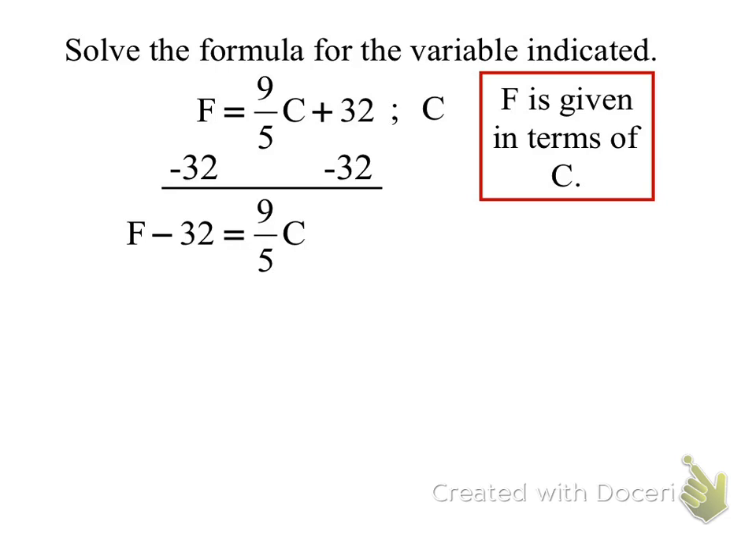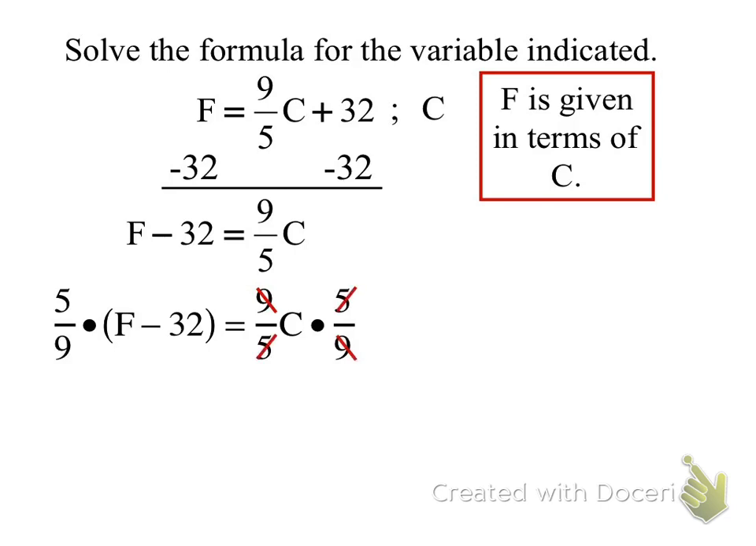Now what do we do? Now you divide by 5. Let's get rid of the whole fraction. How can I get rid of the whole fraction? Times the reciprocal. Multiply both sides by 5/9. Right? And here it's going to cancel. And over here, just leave it. Don't multiply it.